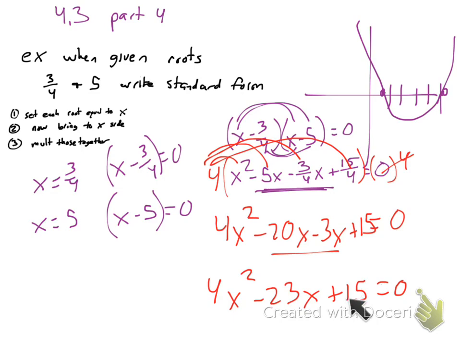It's in standard form. Now this 0 we could technically change. You could change it to f of x, or you could change it to y. So y equals 4x squared minus 23x plus 15. Therefore, we are able to take the zeros, or the roots, and turn it around and write the equation, or find the equation for it.